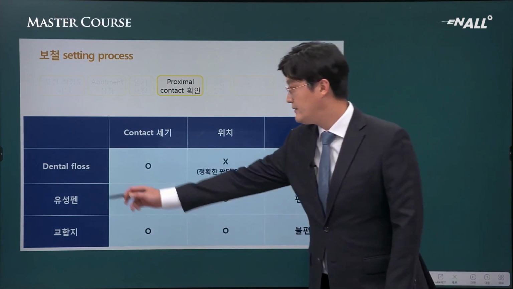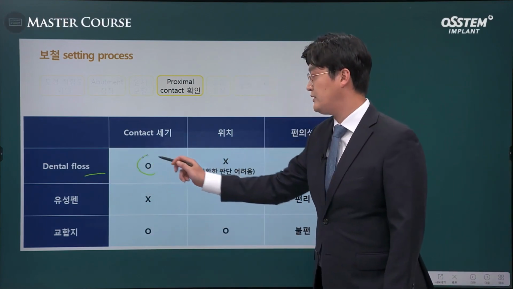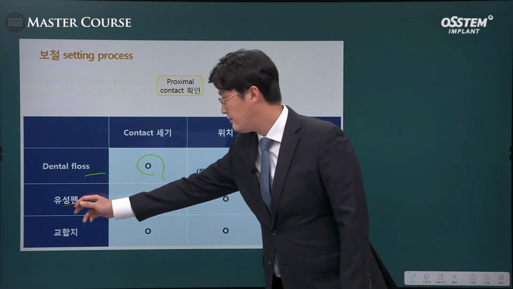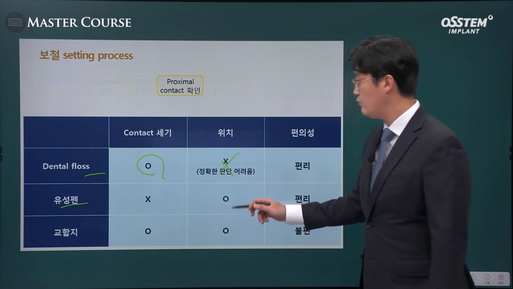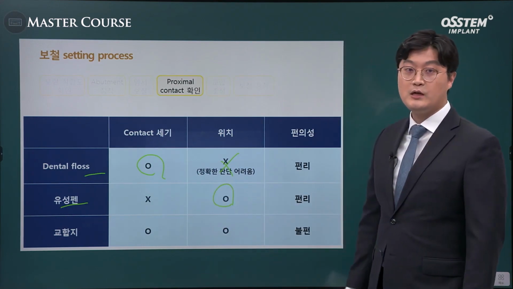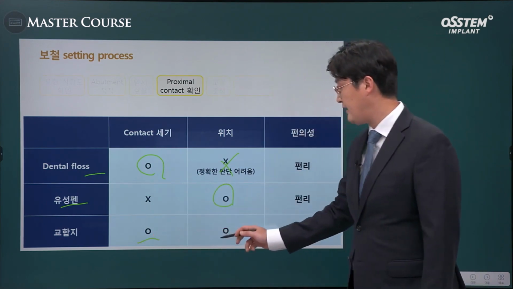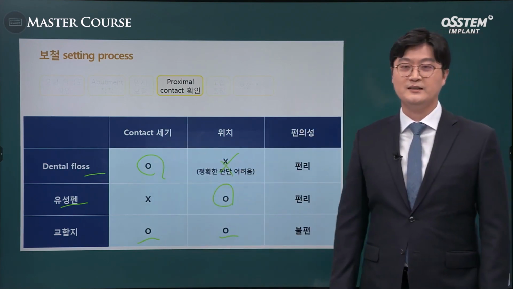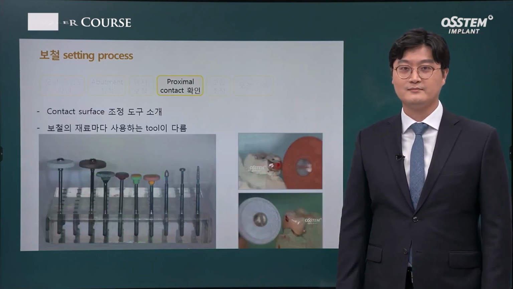These are different instances. You can only tell the level of contact tightness with floss. You cannot see the position. In the case of marker, you don't know how tight or loose it is. You can just check the position. With articulating paper, you can check both. You can utilize these tools appropriately.